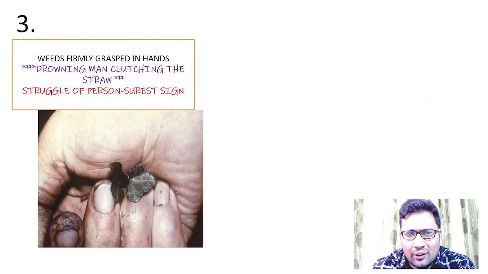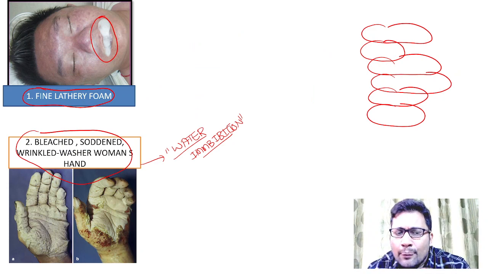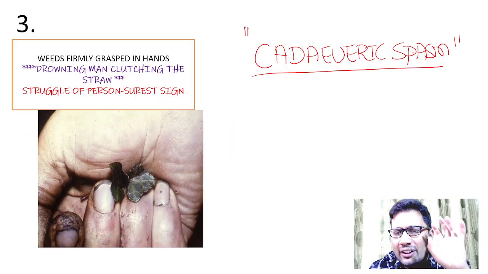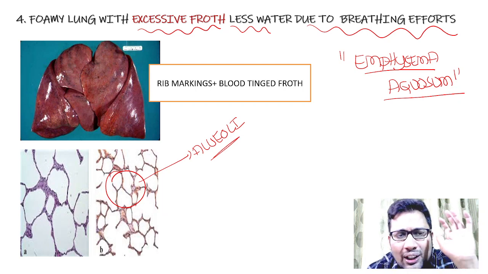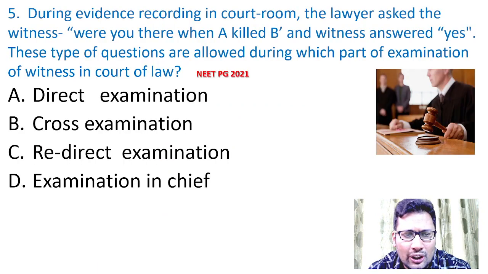So once again, I'll repeat all the four important images. The first one is the fine leathery froth, bleached sodden appearance, wrinkled appearance known as washerwoman hand. Third one is the very important feature known as cadaveric spasm, and the fourth one is emphysema aquosum. So that is a feature of conscious drowning. This is about question number 4.